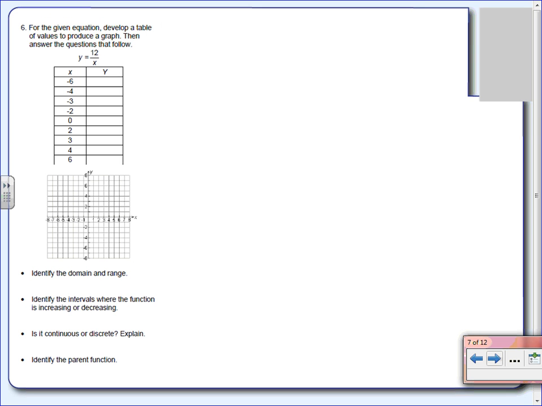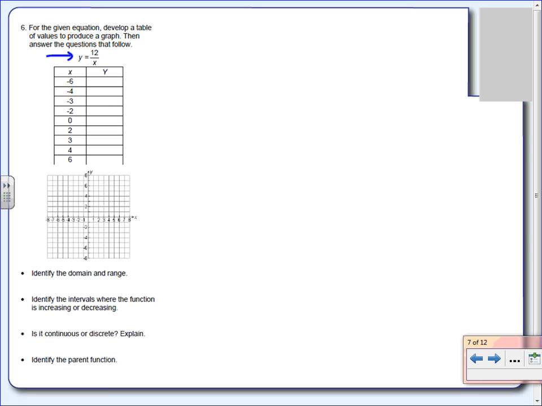Let's take a look at number 6. We're looking at number 6. Number 6, what they've given me is an equation. This is the equation I'm working with. Y is equal to 12 divided by x. We're going to do a couple of things here. We're going to first create a table. Once we have the table, we'll go ahead and graph it. And then we'll answer these 4 questions down at the bottom.